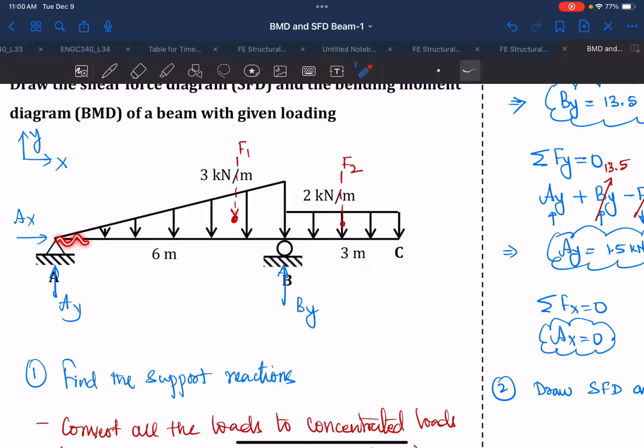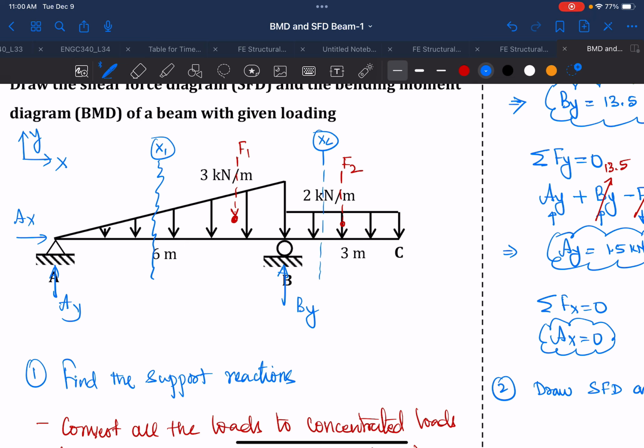So the loading is continuous in this region, and then we have this region, which is also continuous. So there are two regions of continuity. That means support B acts as a discontinuity to your loading. Because of that, we have to derive by cutting the section between A and B. We'll call it x1, and then we'll cut this other section and call it x2.